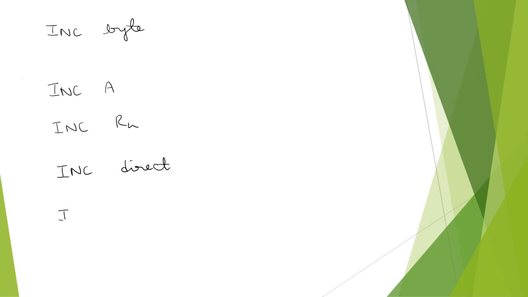Next instruction is INC byte. The function is increment. This instruction increments the indicated variable by 1. So if the value was FF, after this instruction it becomes 00. So it adds 1 to the indicated variable. This instruction is used in 4 addressing modes. So we have INC A, INC Rn, INC direct, and INC @Ri.